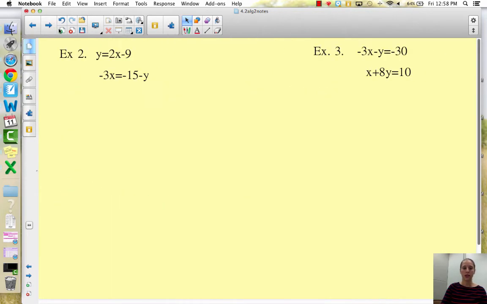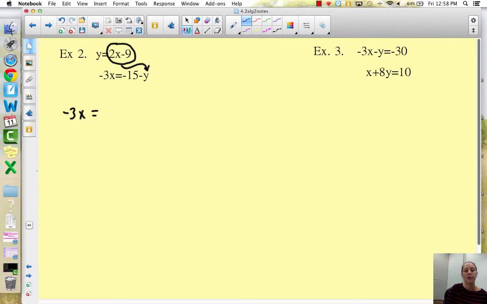All right, so let's look at some other examples. These might work out a little bit nicer. Example 2 says we have y equals 2x minus 9. Well, step 1 is already taken care of because it's y equals, so it's by itself. So I'm just going to take this 2x minus 9 and plug it in where I see the y. So I get negative 3x equals negative 15 minus (2x minus 9). Make sure that whatever you plug in, you put parentheses around it because you might have to distribute later, and you don't want to forget to distribute all the way across. So in this case, I'm going to simplify.